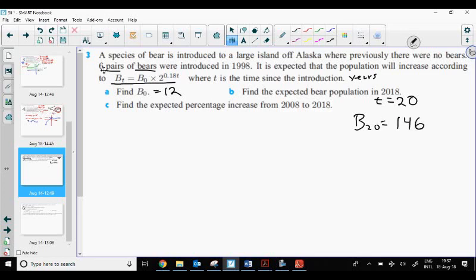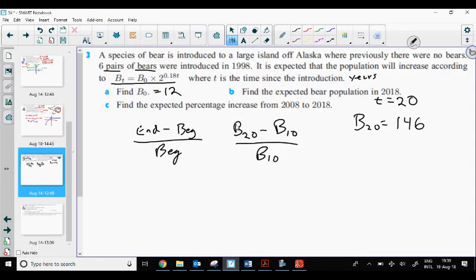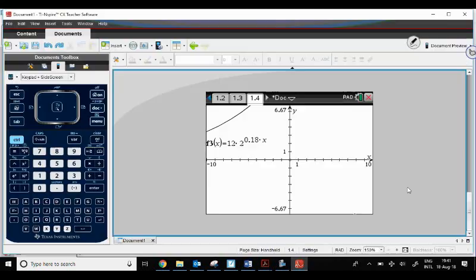Please check my work. Finally, for part C, finding the expected percentage increase. Percentage increase is going to be the amount at the end minus the amount at the beginning divided by the amount at the beginning. So that is going to be for us b sub 20 minus b sub 10, all divided by b sub 10. Again, pump those in. Check my work, please. We should come up with a 248% increase.